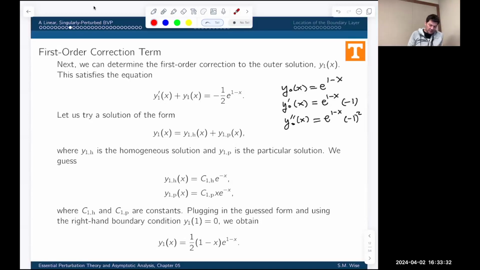Okay, so we need to determine these two constants. So we're going to plug this guessed form back into the original equation and just solve for the constants that we need. And we're going to use the right-hand boundary condition, y1 of 1 is equal to 0. So from that, we obtain y1 is equal to 1/2 (1 minus x) e to the 1 minus x. So now we have a leading order term and a first order correction. So we have y0, we have y1. Both of these are determined exactly using the right-hand boundary conditions at x equals 1, and they're completely determined.